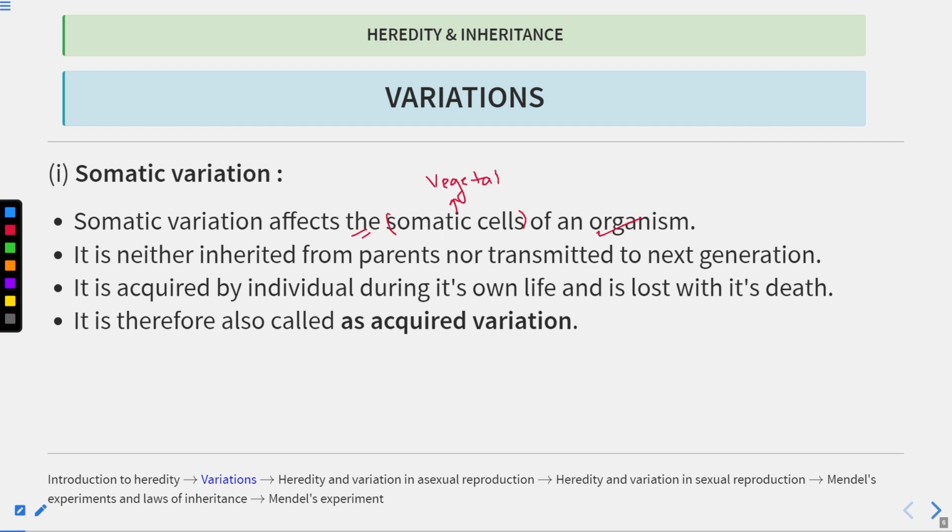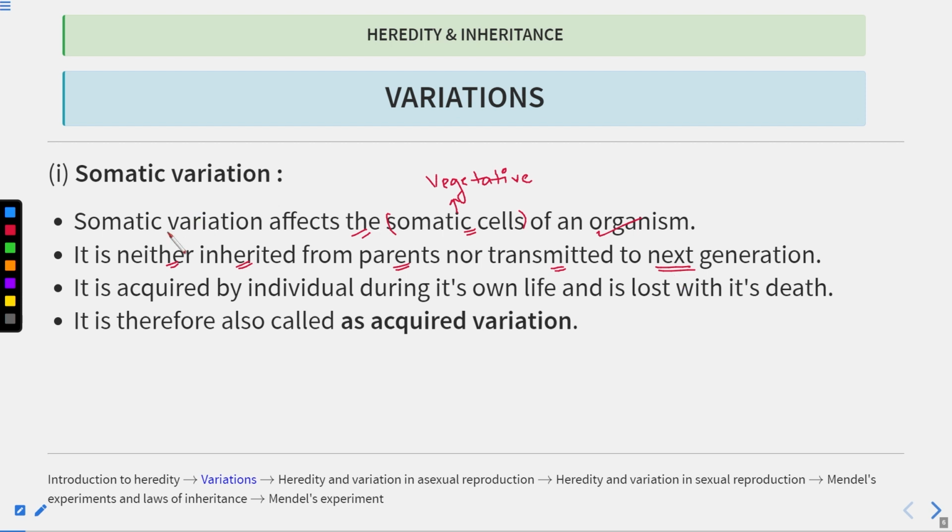Because here the variation is in the somatic cells, these variations are not transmitted to the next generation, and they die with the death of the individual. These variations are neither inherited from the parents nor transmitted to the next generation. That means they are not transferred from the parent to the offspring.